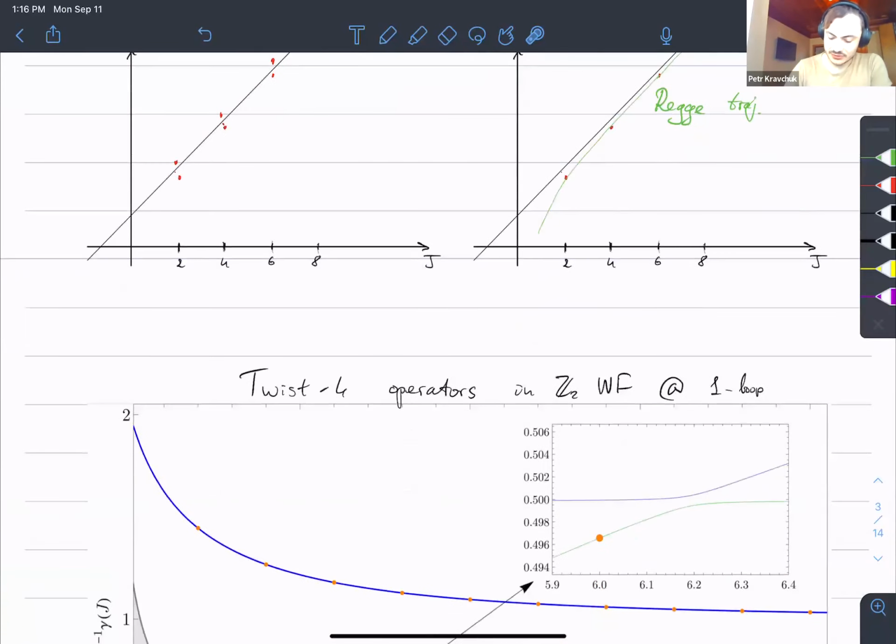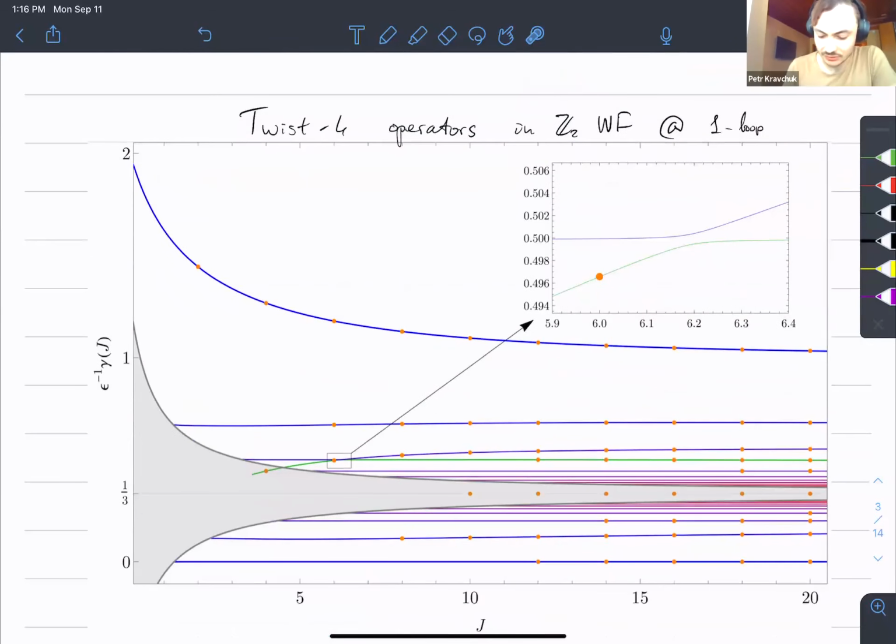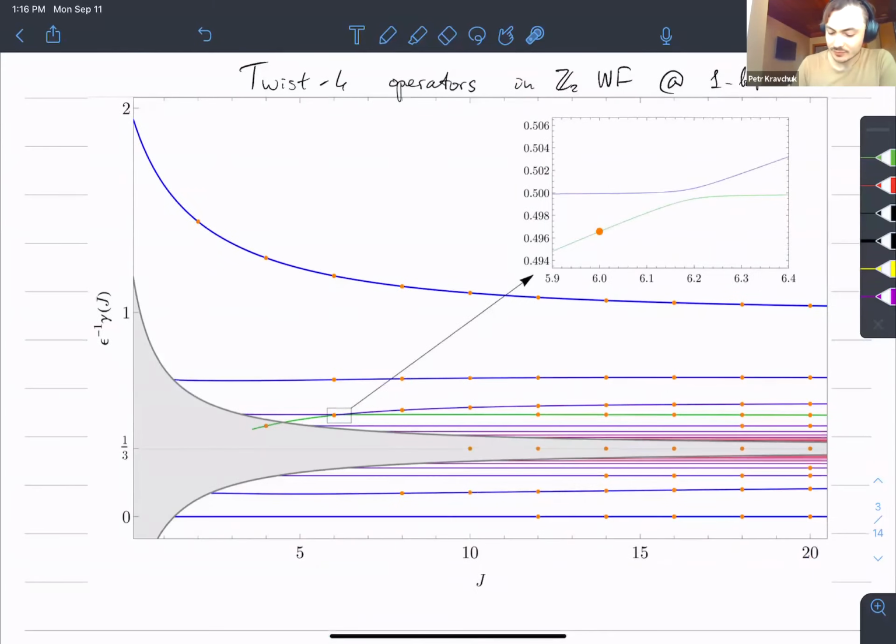So here's a plot from a paper that we are preparing with Brett and Jochen. In this picture, we have twist 4 operators in the Z2 Wilson-Fisher theory, in other words, the Ising model in the 4 minus epsilon expansion. And in this plot, you can see orange. So this is at one loop. Let me explain what this is.